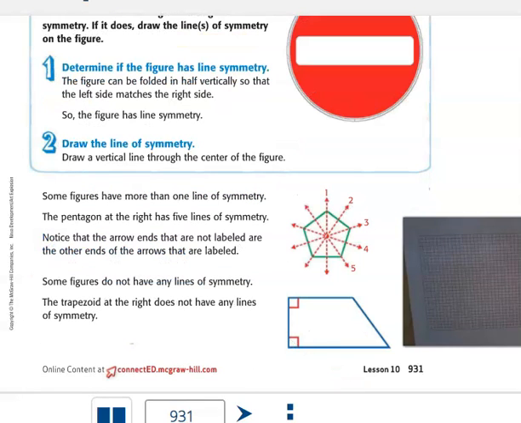This shape here, it doesn't matter how I split it, it's not going to be the same. I can split it from the corner. You can see this side is clearly not the same as that. I can split it this way. You can clearly see that this and this are not the same. I can try and split it this way. Still not the same. So there are no lines of symmetry in this particular shape.